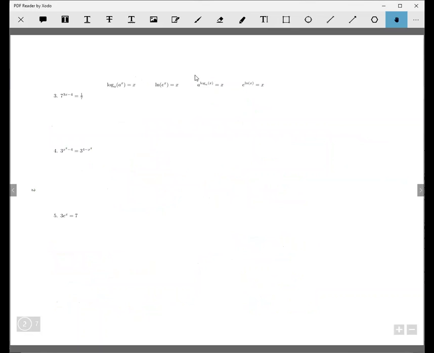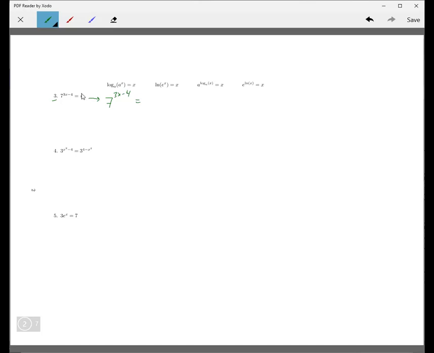Okay, let's go to number... Oh wait, so 6 was the answer. Okay, so let's go to number 3. More adventures in mathematics. So here we have an exponential equation, and this one though is not that bad. So 7 to the 3x minus 4 equals, okay, 1 over 7 is the same as 7 to the minus 1.